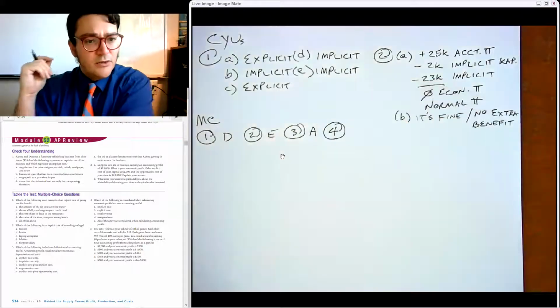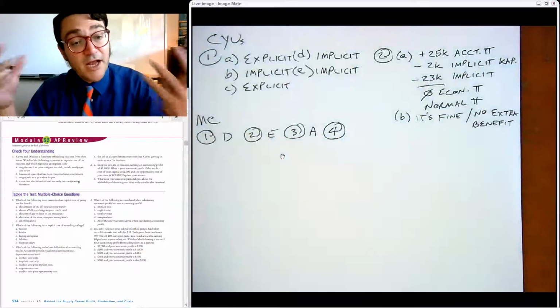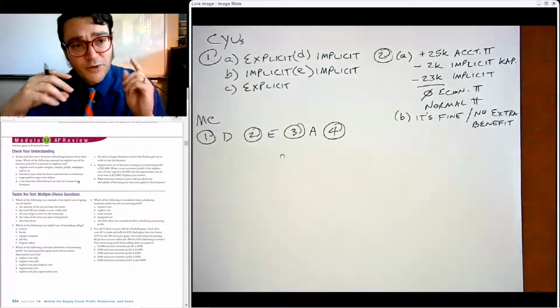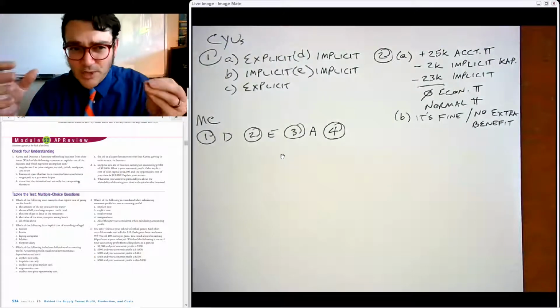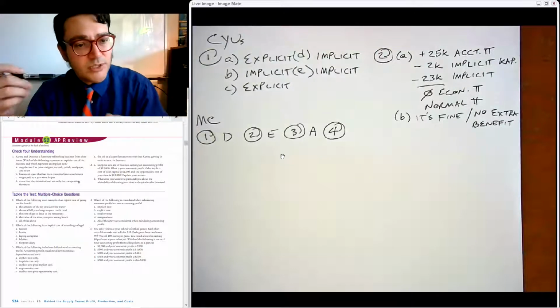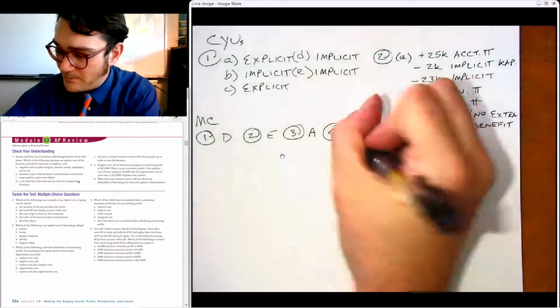Number 4, which of the following is considered when calculating economic profit, but not accounting profit? And that's the one where we're looking for implicit. Remember, economic people, we think about implicit costs, but accountants, they don't care about that. So implicit cost would be the correct answer, A.